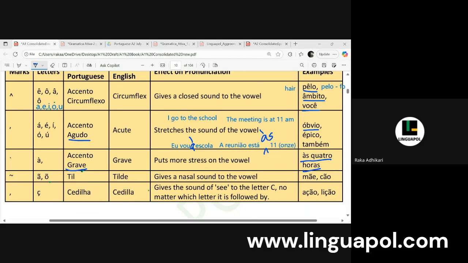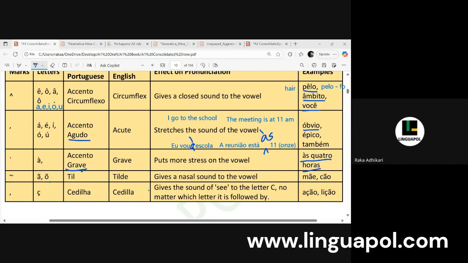So everyone is clear till these three accents, circumflexo, agudo, and grave. Can you give me a thumbs up? Awesome. I'm confusing circumflexo. Circumflexo is an accent where we don't. See, if the letter is A, our natural by default sound is A.